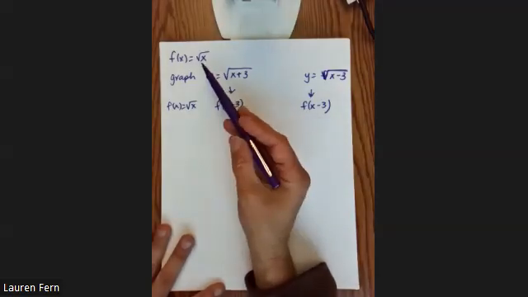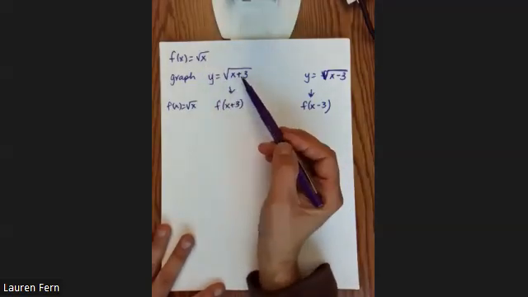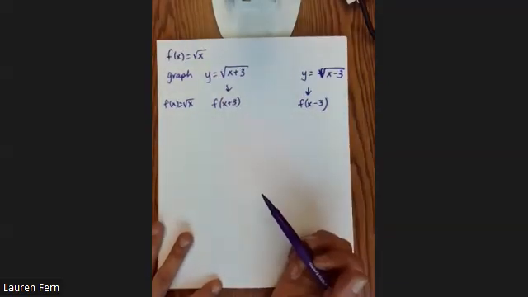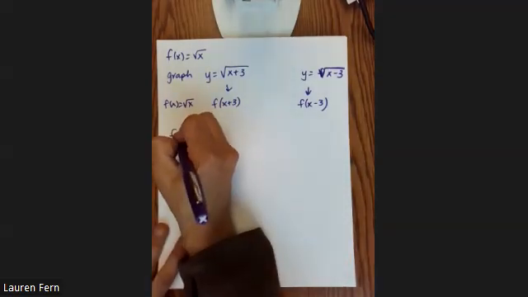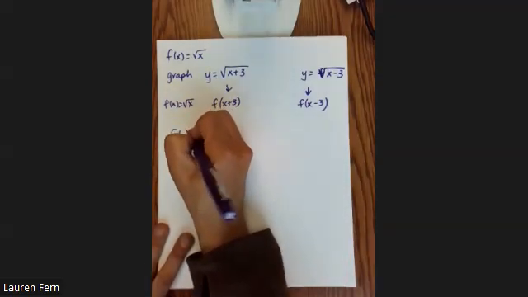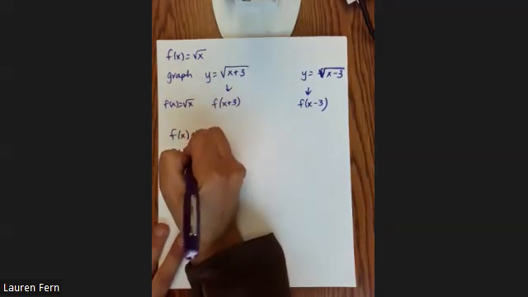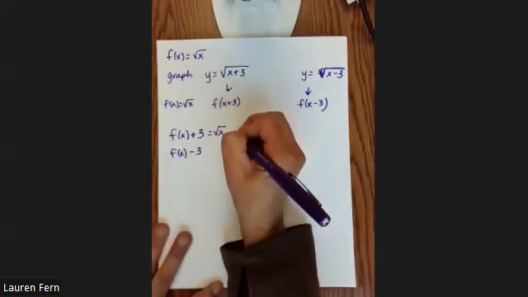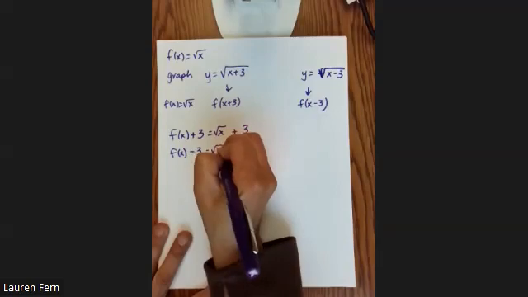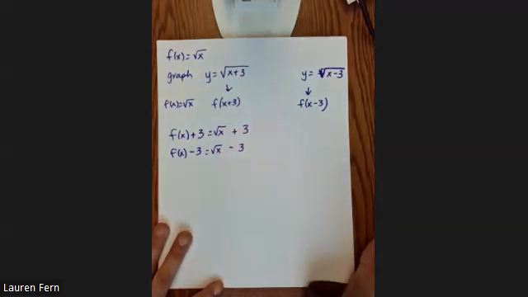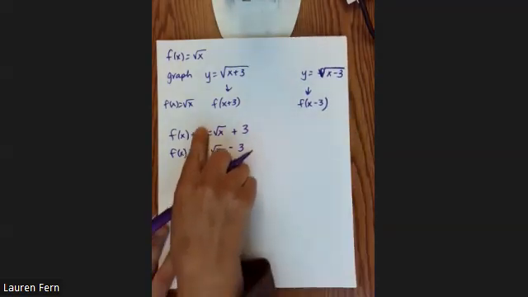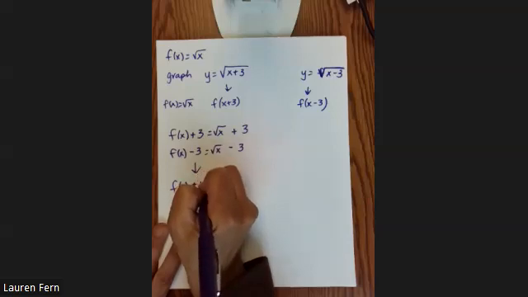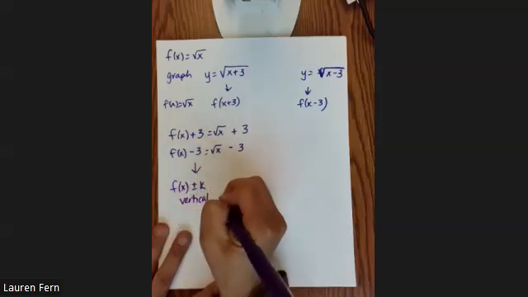Right? Everywhere where I see an x in my function f, I'm plugging in x plus 3. And everywhere where I see an x in my function f, I'm plugging in x minus 3. So I want to contrast that, before we even graph this, to the difference between what we're doing now versus what we just did. That is the square root of x plus 3 and the square root of x minus 3. So when you're adding or subtracting, again, we saw that we have a vertical shift.